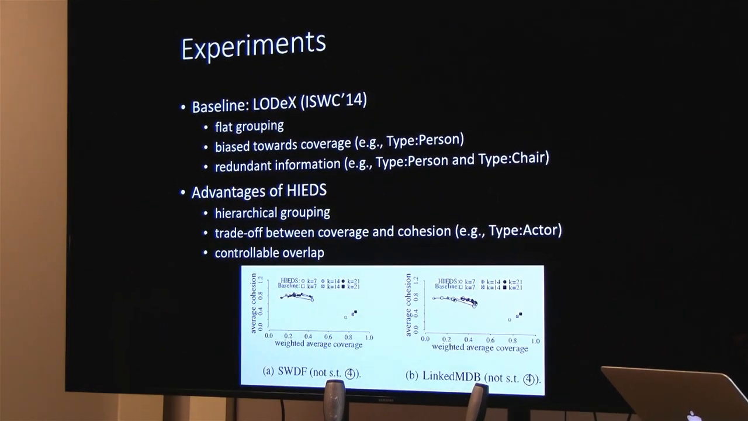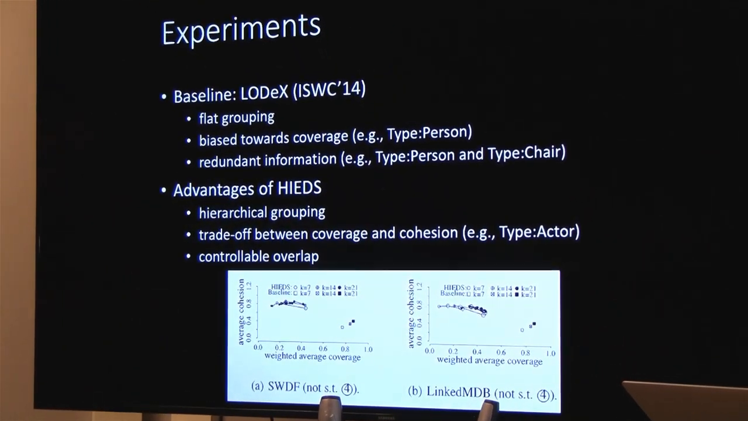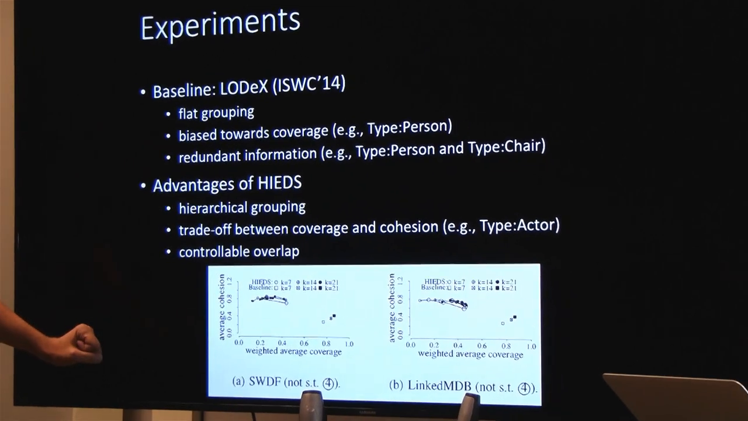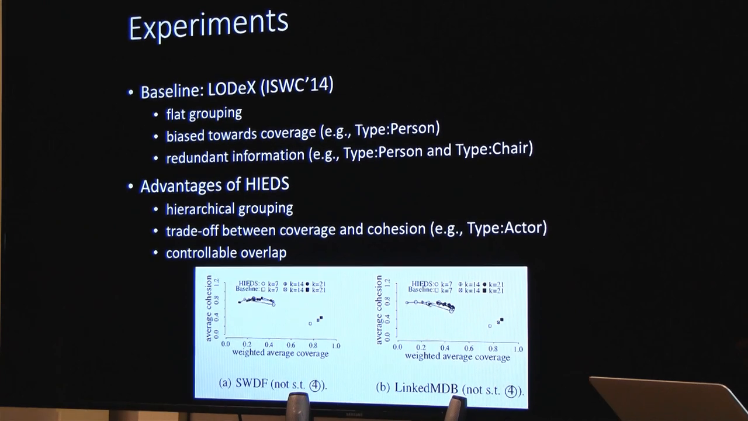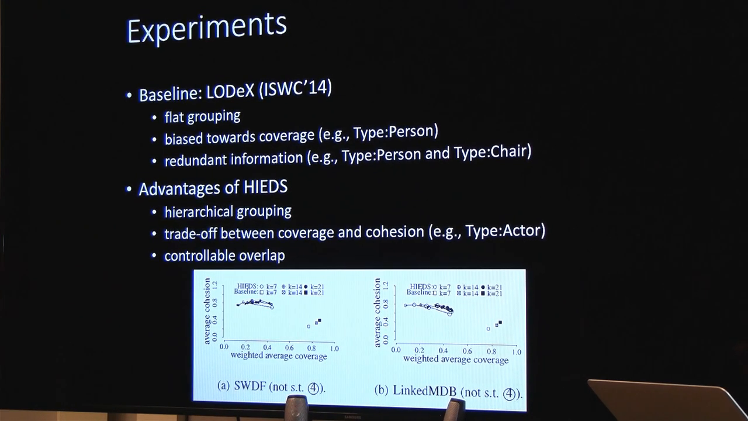We compare the metrics, such as the percentage of the original data set that can be covered by a summary, and we also calculate the cohesion of the groups that are generated by a summary. So in this way, we can make a comparison between our approach and some baseline work. That's how we do experiments in this work.